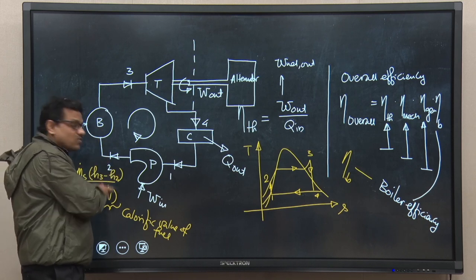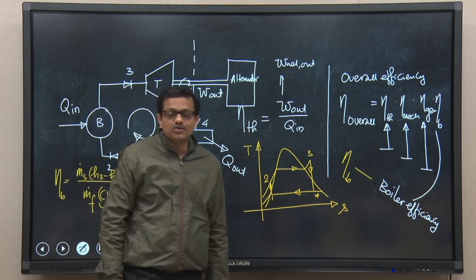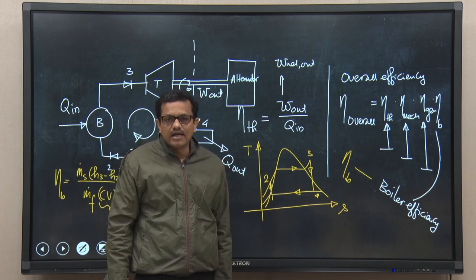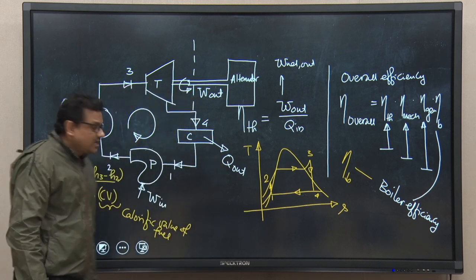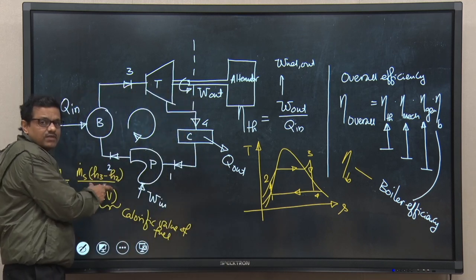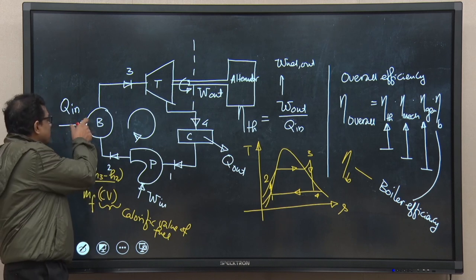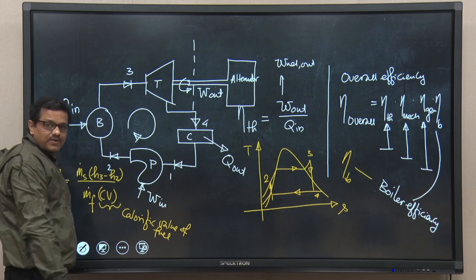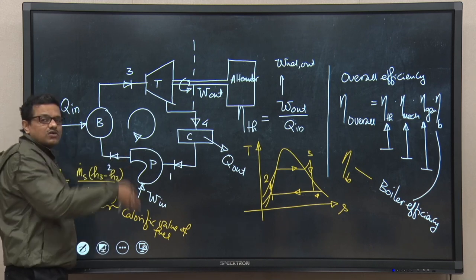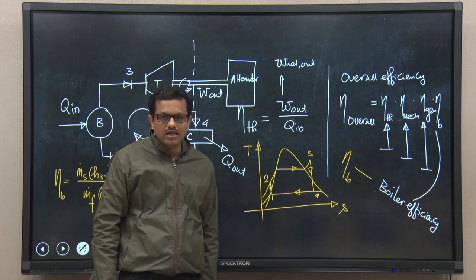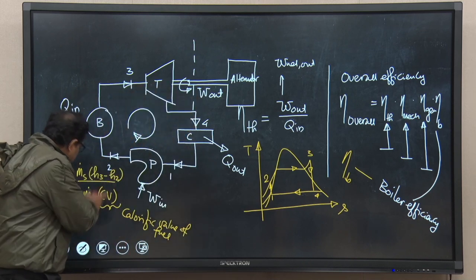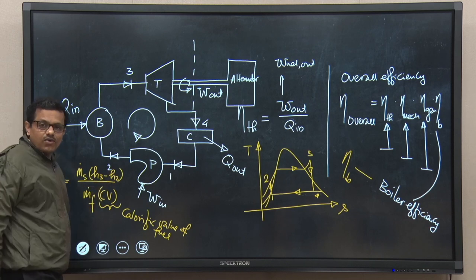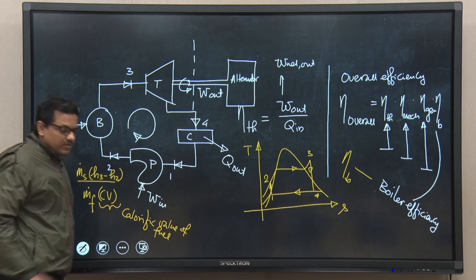But these two quantities are never equal, otherwise it would violate the second law of thermodynamics. They will never be equal because the process is highly irreversible, as there is heat transfer due to finite temperature difference, and also some amount of heat loss or heat leakage will be there inside the boiler. So the value of eta b will always be less than 1. This is what is known as boiler efficiency.